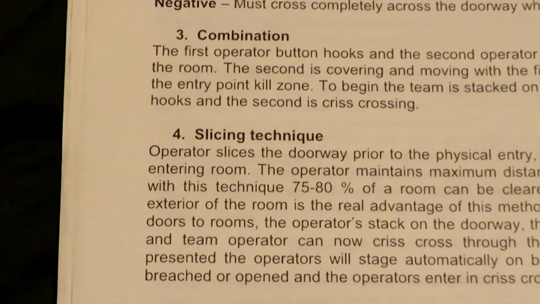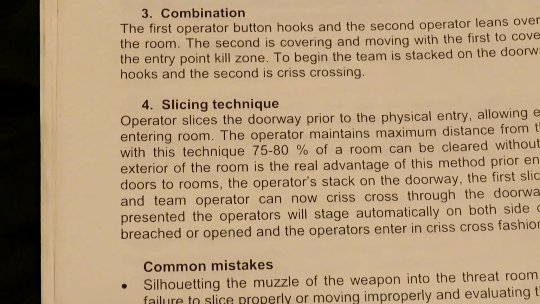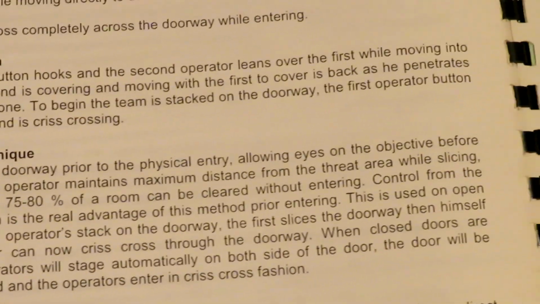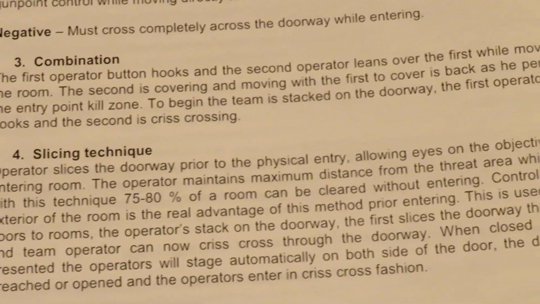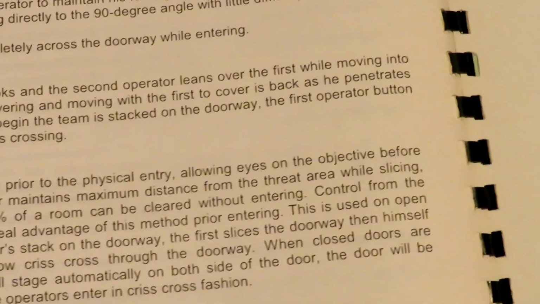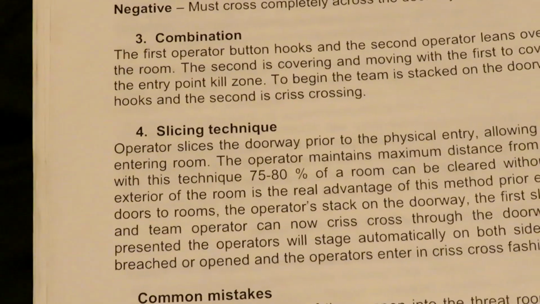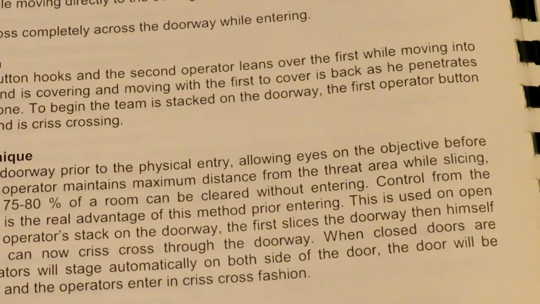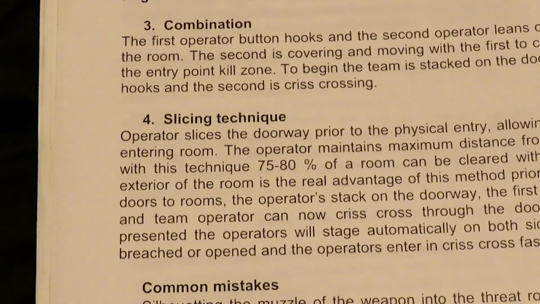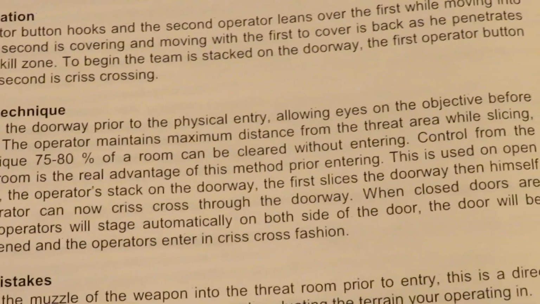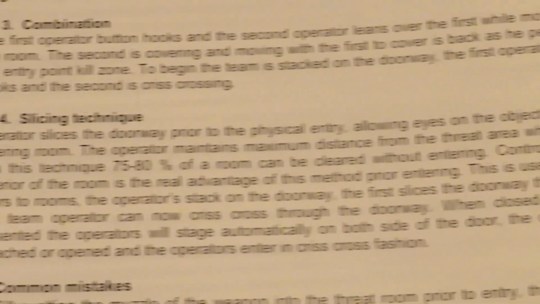Slicing techniques. The operator slices the doorway prior to the physical entry, allowing eyes on the objective before entering the room. The operator maintains maximum distance from the threat area while slicing. With this technique, 75 to 80% of a room can be cleared without entering. Slice the pie. Control from the exterior of the room is a real advantage of the method prior to entering. This is used to open doors to rooms.